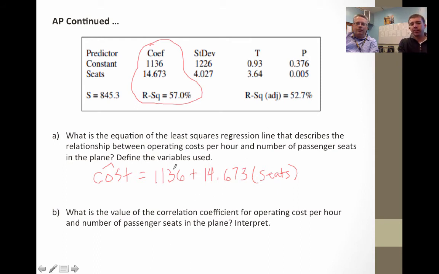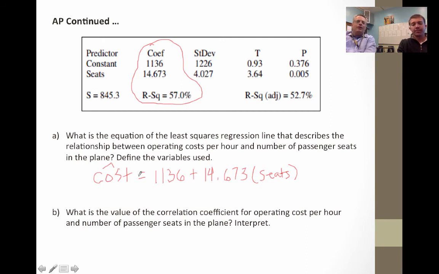That's exactly what you would describe when you're doing that. You'd want to define the variables used here. The more you're writing about it, the better. See where it says define the variables used? That's telling you, if you use x and y, you would have to say, after you write the equation, x equals the number of seats, y equals the cost.